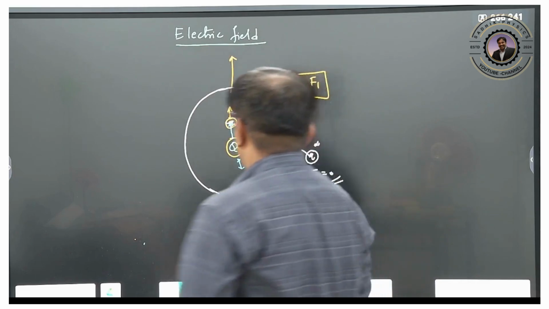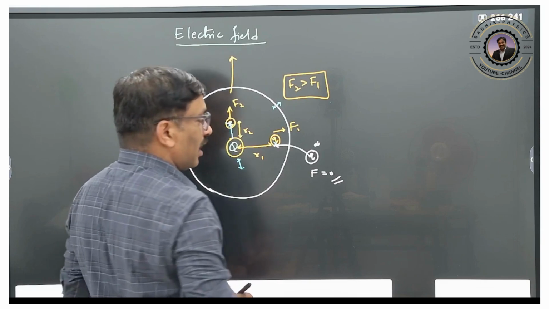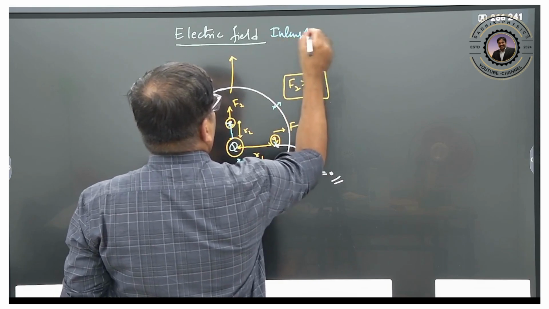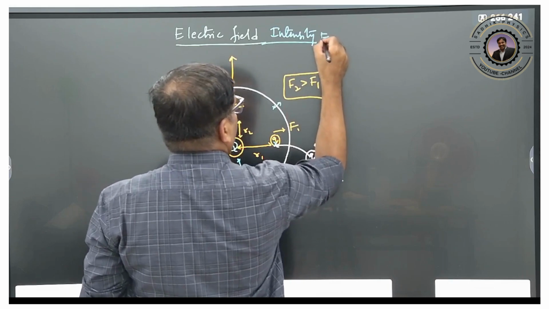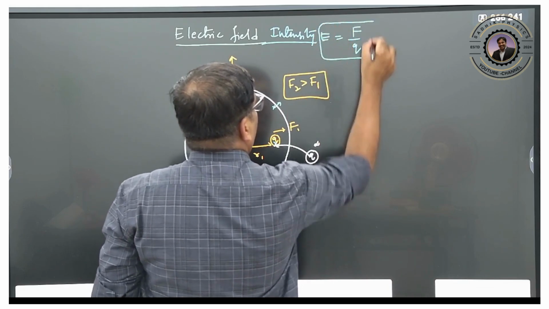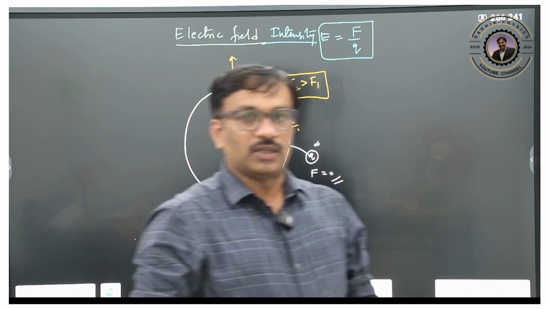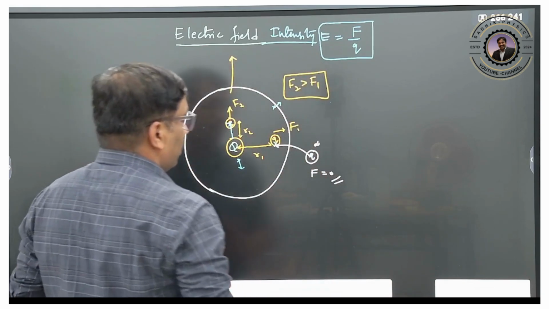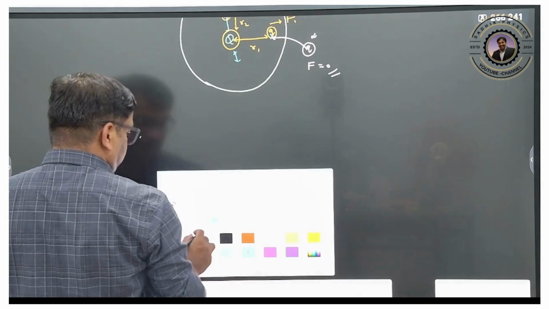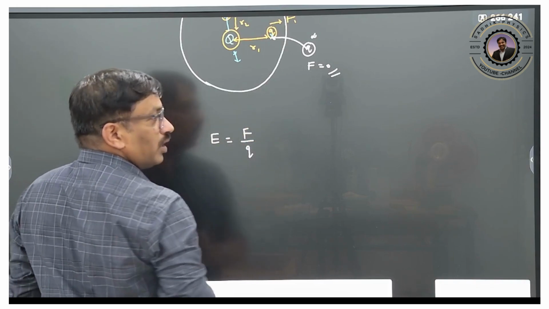Clear? So we can calculate the electric field intensity. How to calculate the electric field intensity? It is denoted as E. It is nothing but the force experienced by a unit test charge, that is, how much force is experienced by the unit test charge. In this way we can calculate the electric field intensity. Electric field intensity is defined as the force experienced by a unit test charge.